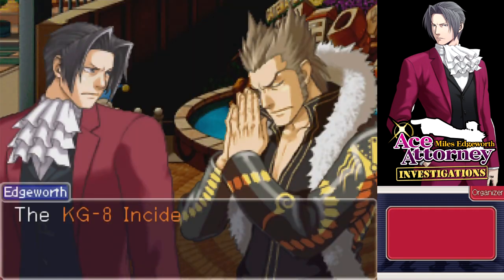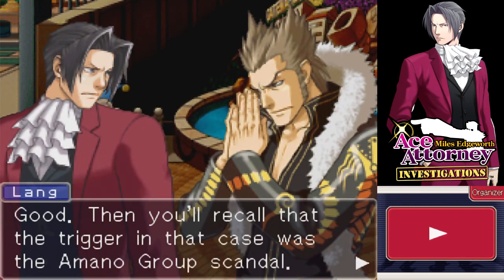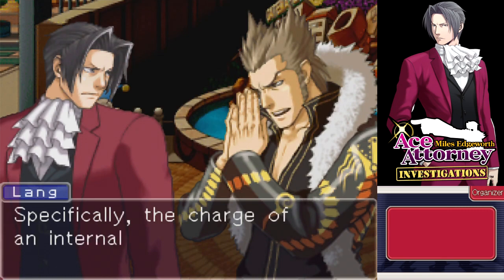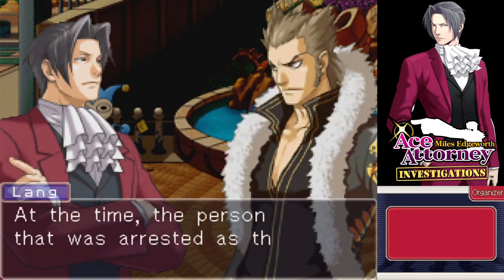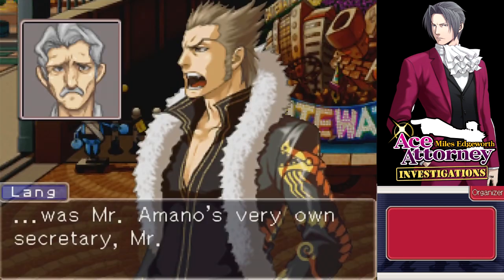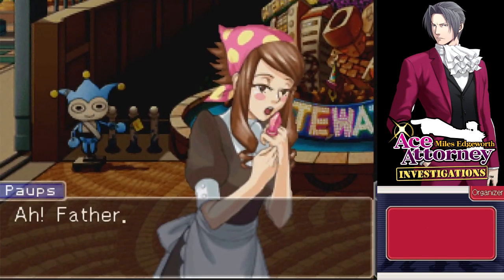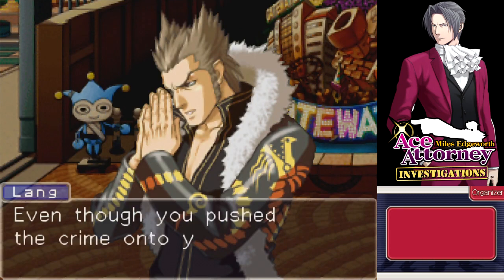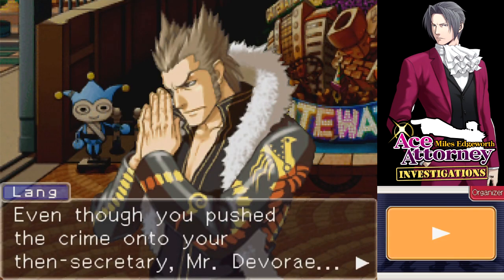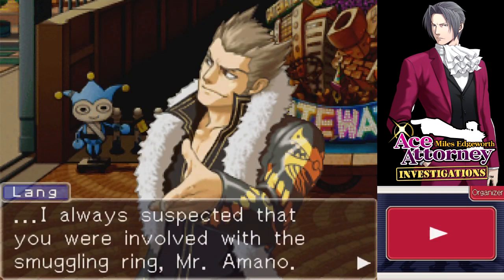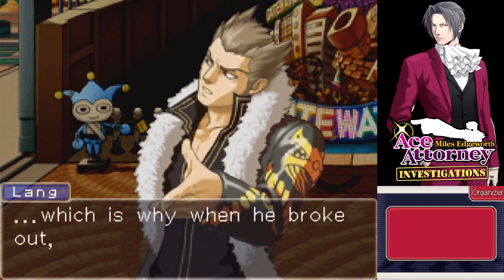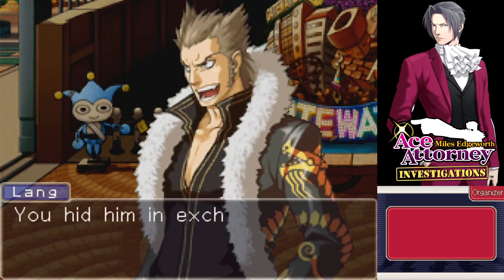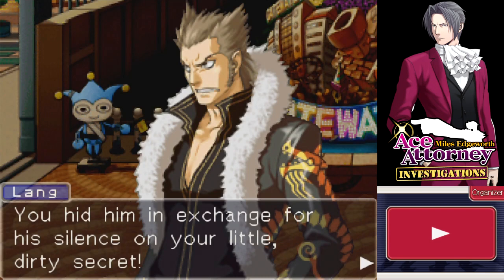The KG8 incident. Thus you remember it. Good, then you'll recall that the trigger in that case was the Amano Group scandal. Specifically, the charge of an internal smuggling ring. Smuggling. There's that word again. At the time, the person that was arrested as the ringleader was Mr. Amano's very own secretary, Mr. Colin Deveray. Even though you pushed the crime onto your then secretary, Mr. Deveray, I always suspected that you were involved with the smuggling ring, Mr. Amano. Mr. Deveray was arrested in place of you, which is why when he broke out, you hid him from the police, right? You hid him in exchange for his silence on your little dirty secret.